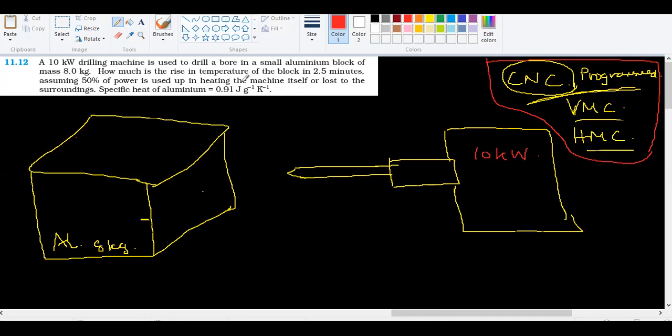So 8 kg. How much is the rise in the temperature of the block in 2.5 minutes, assuming 50% of power is used up in heating the machine itself or lost to the surroundings? Specific heat of aluminum is this much. So let me quickly give you the method. Okay, you can try it as usual.